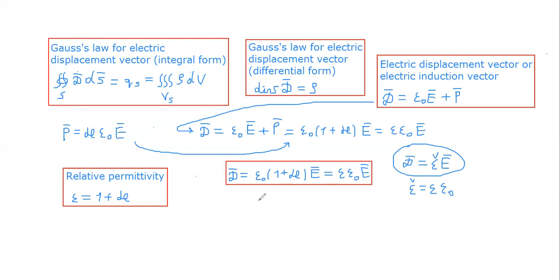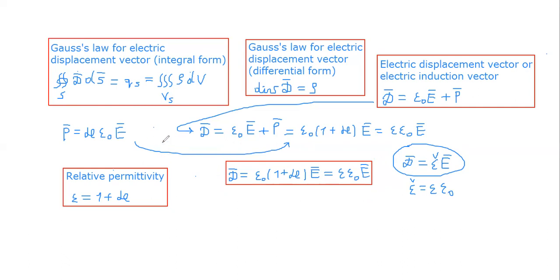And after calculating the displacement vector, we can find the electric field intensity by this formula, and we can then find the polarization density and bound charges if we want to find them.